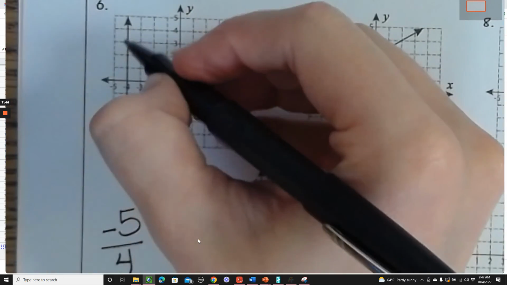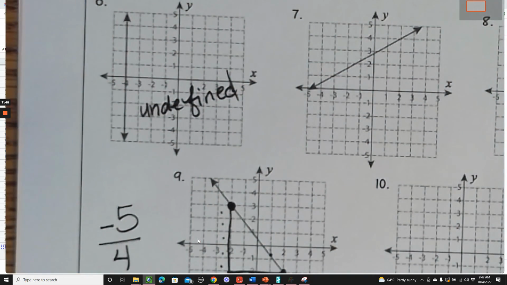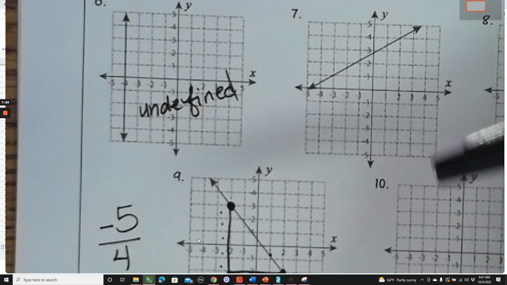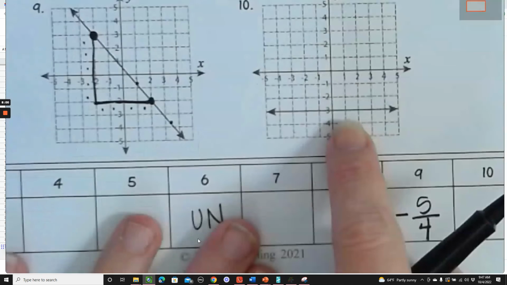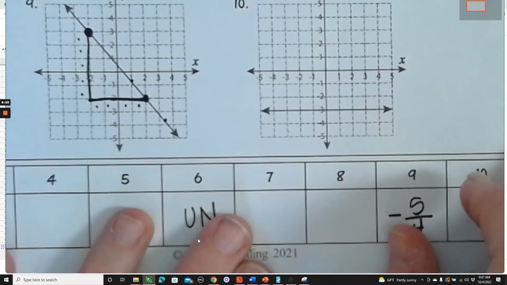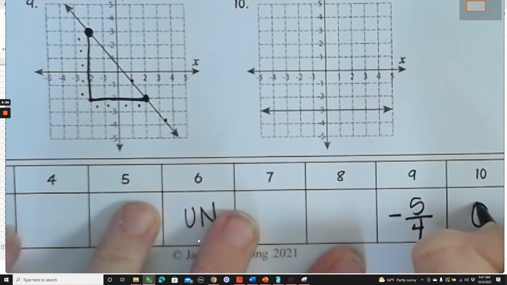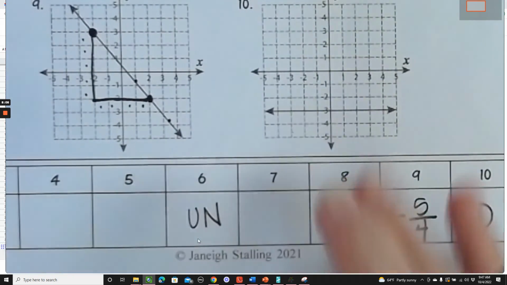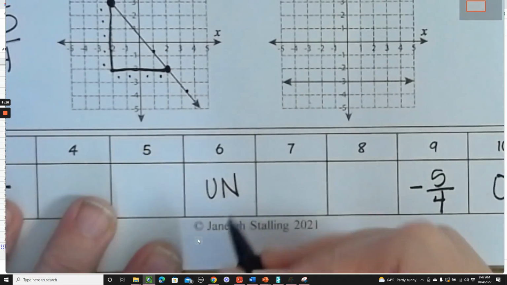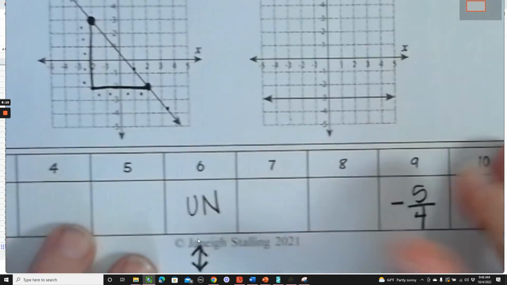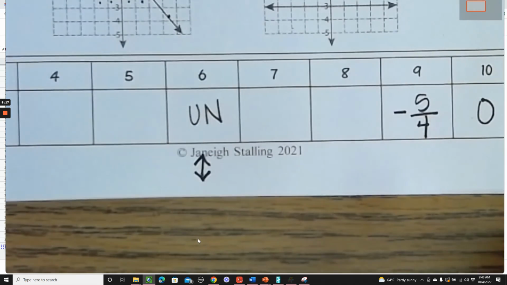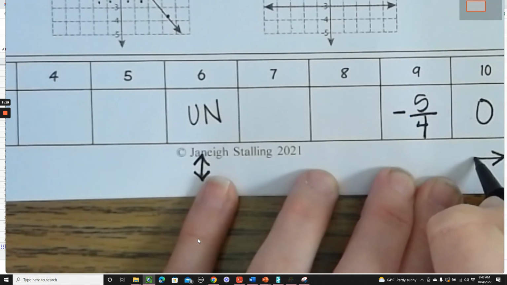But vertical lines, perfectly straight up and down like that. The slope is undefined. Okay, so then look at number 10. If it's a horizontal line, perfectly flat across. No? 0. So here's how you tell them apart. Undefined is always straight up and down. Okay, and 0 is always perfectly flat.